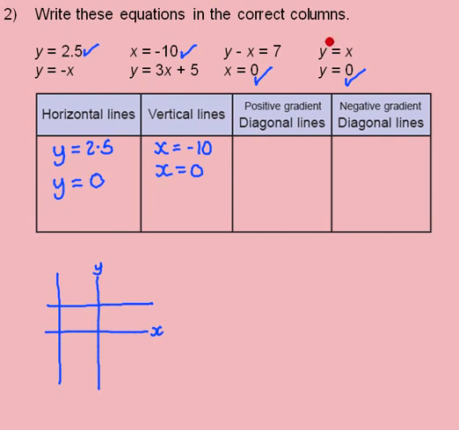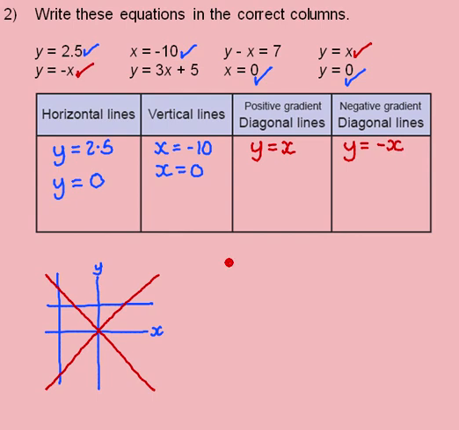Now I'm going to look at this one here. I should know off by heart what this graph looks like. Y equals x looks like this. It has a positive gradient. I should also know this one off by heart. Y equals minus x looks like this. It has a negative gradient.